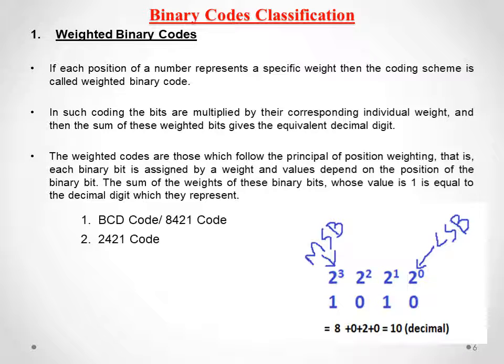Weighted codes follow the positional weighting scheme. Each bit is assigned some weight. Then the sum of these binary bits whose value is 1 gives the decimal digit. The types of weighted binary codes are BCD code, which we can also call 8421 code, and the second type is 2421 code.